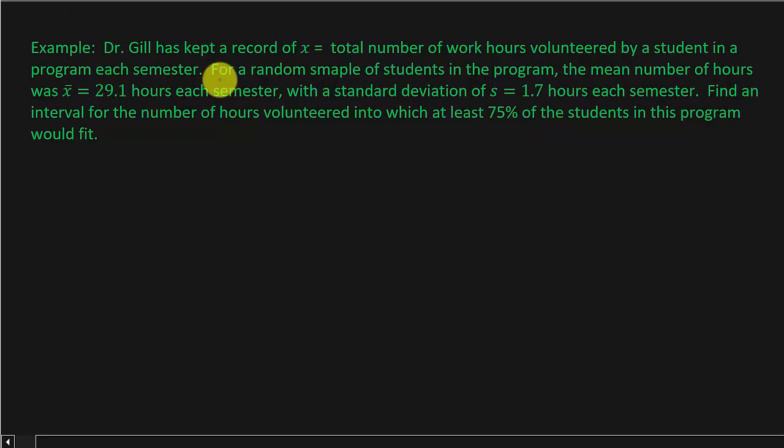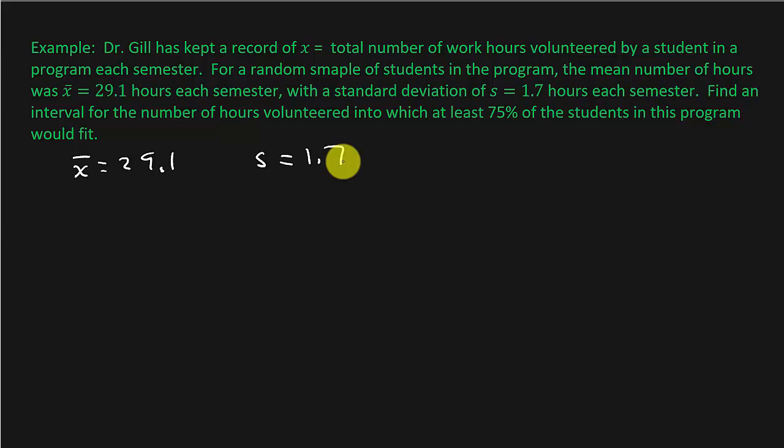All right, so it says Dr. Gill has kept a record of X, which equals the total number of work hours volunteered by a student in a program each semester. For a random sample of students in the program, the mean number of hours was x bar equals 29.1 and standard deviation of 1.7 hours each semester. Find an interval for the number of hours volunteered into which at least 75% of the students in this program would fit. All right, so the data represents the number of hours that were worked.